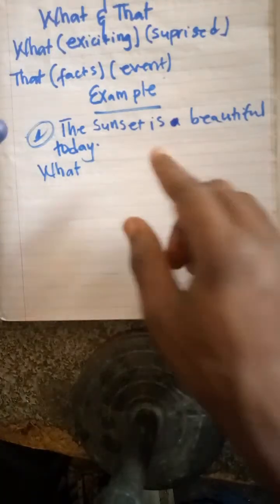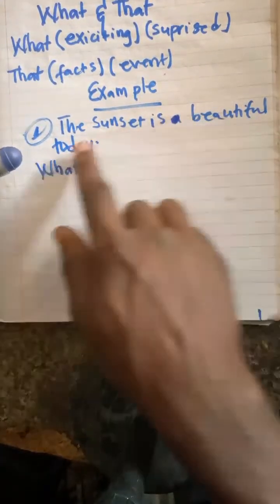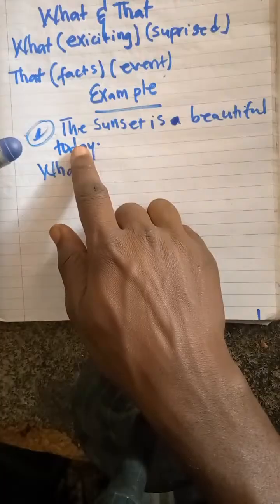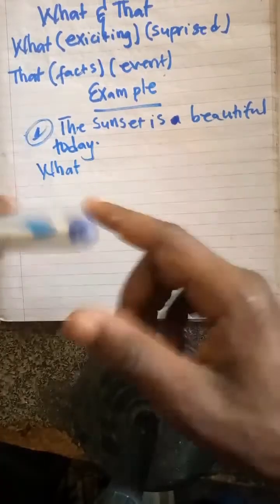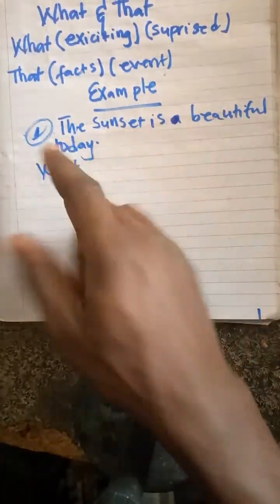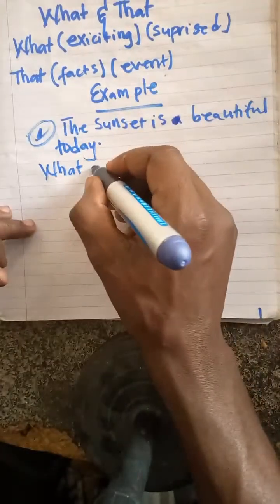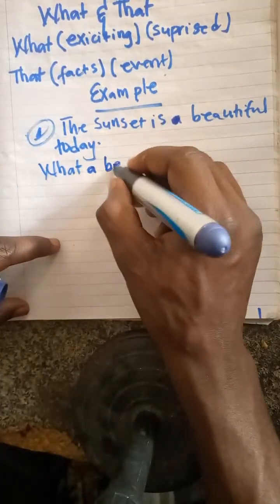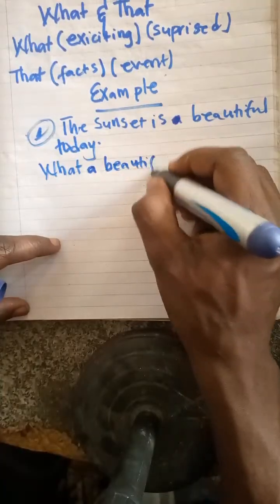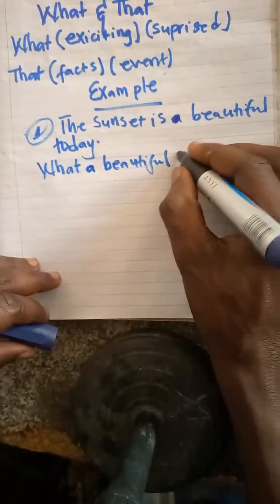Okay, so now if we check our sentence very well, we have the sunset is beautiful today. So we are going to write the sunset is beautiful today. We're going to say what a beautiful sunset. So if you check, we have started with the word what.